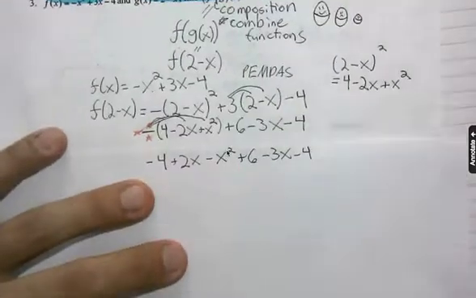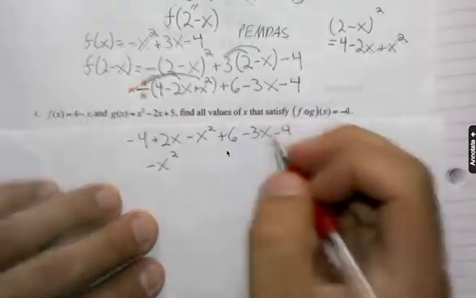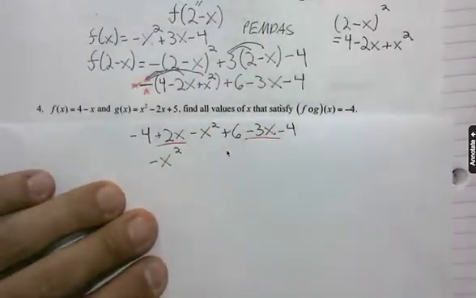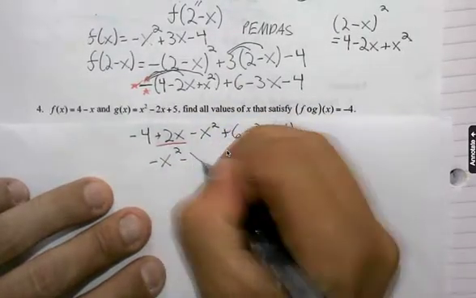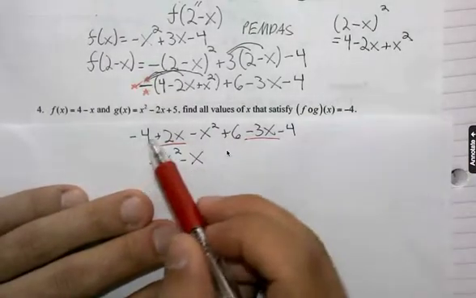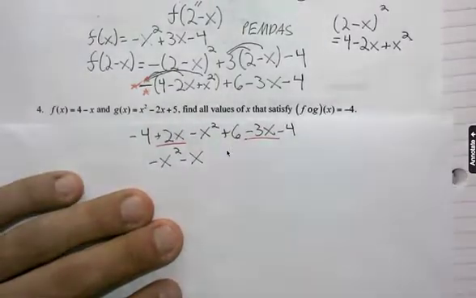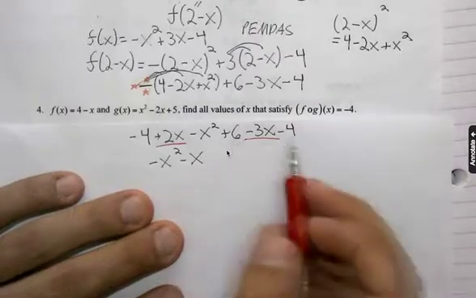From here, it's just combining like terms. So I know I have negative x squared on its own. I see an x term here, 2x, negative 3x. 2x minus 3x gets us negative x. And then finally, with our constants, we have negative 4, adding 6, deducting 4. So think of that as negative 4 plus 6, which is 2. 2 minus 4 is negative 2.